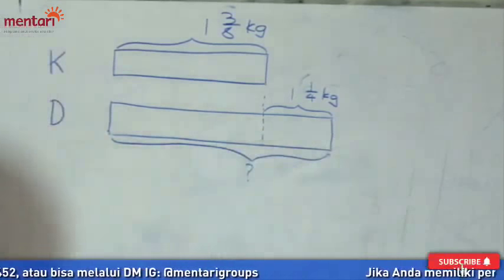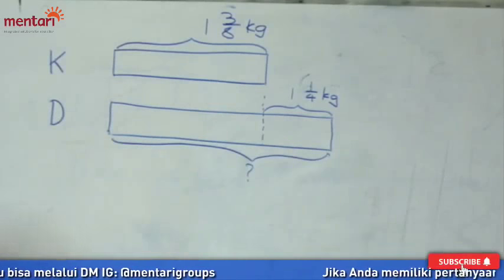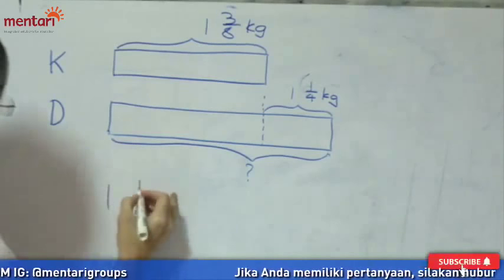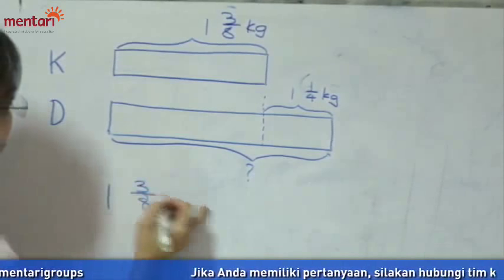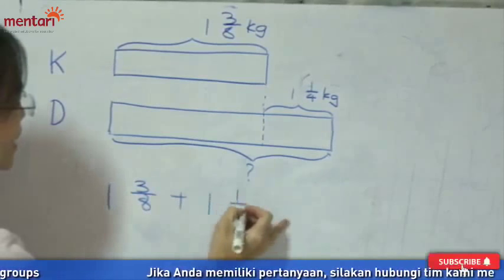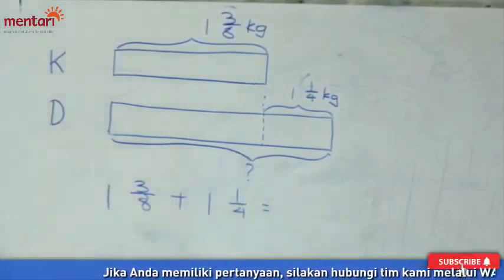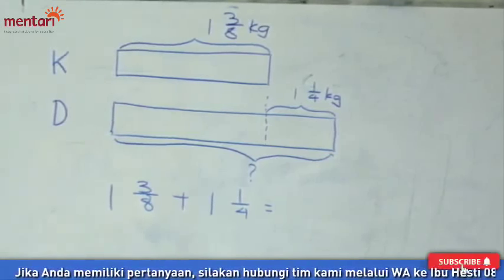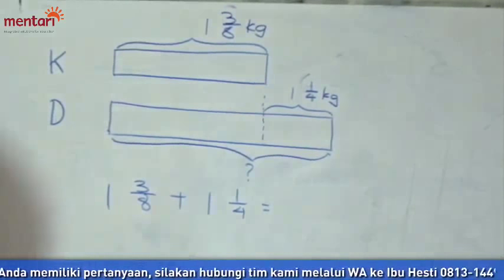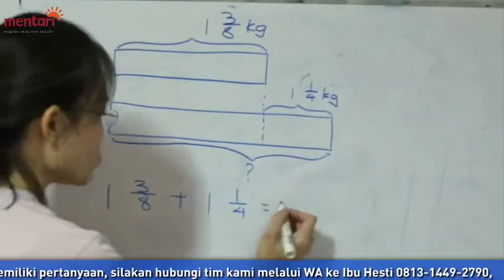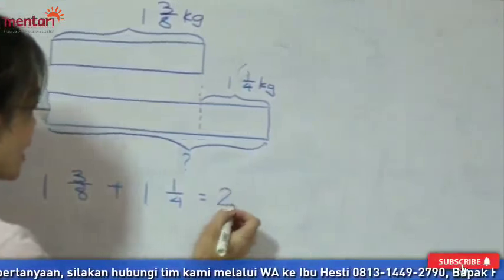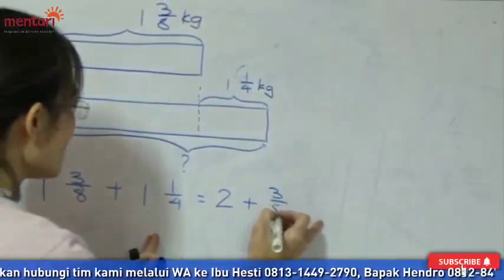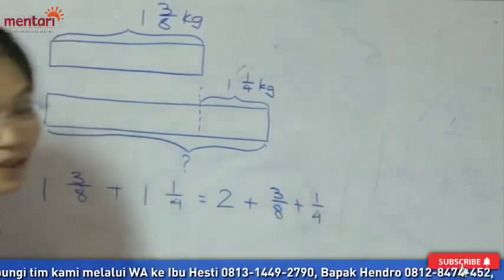Diana's part is made up of this part and this part. And therefore, we can find the amount of flour that Diana used by adding 1 and 3/8 kilogram and 1 and 1/4 kilogram. I think in adding mixed numbers, we can first add the whole numbers. 1 and 1 makes 2. Right? And then we can add the fractions together, which is 3/8 and 1/4.